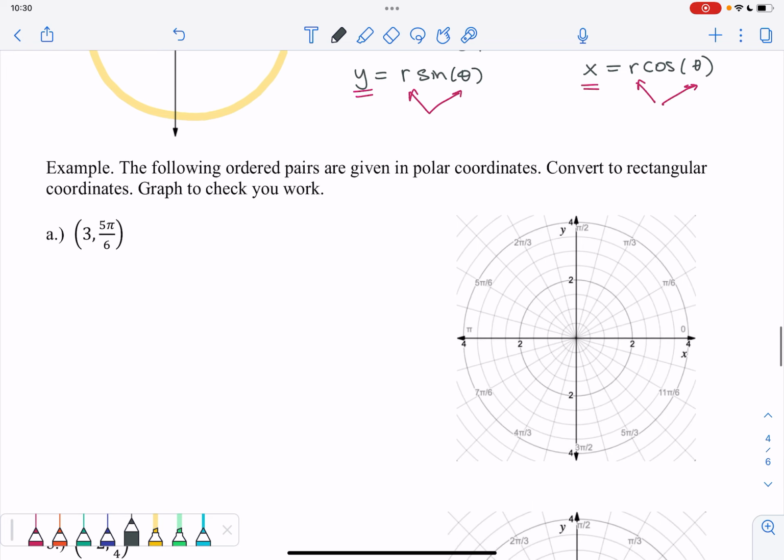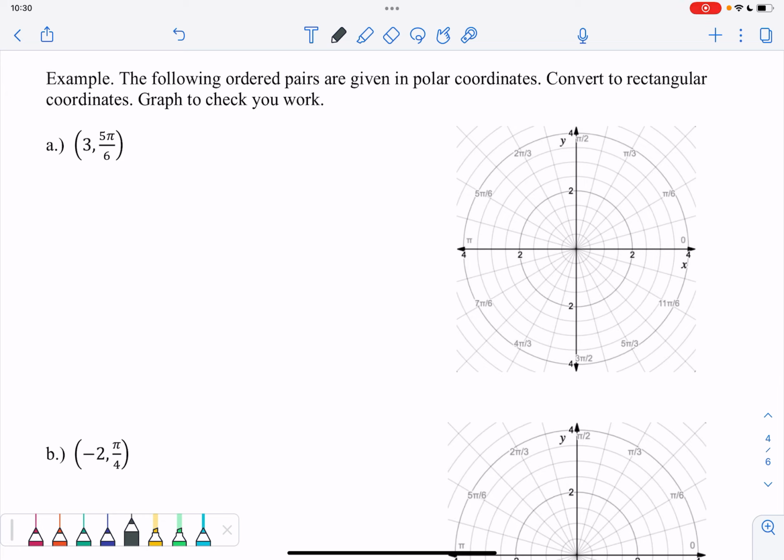All right. So example, the following ordered pairs are given in polar coordinates. Convert to rectangular coordinates and graph to check your work. Okay, so let's start by graphing. This is 3, 5 pi over 6. So 5 pi over 6 lives over here. That's the terminal side, and I want to go out 3. So here's 1, 2, 3. So this is the point that I now want to think about what would be the x and y coordinates.